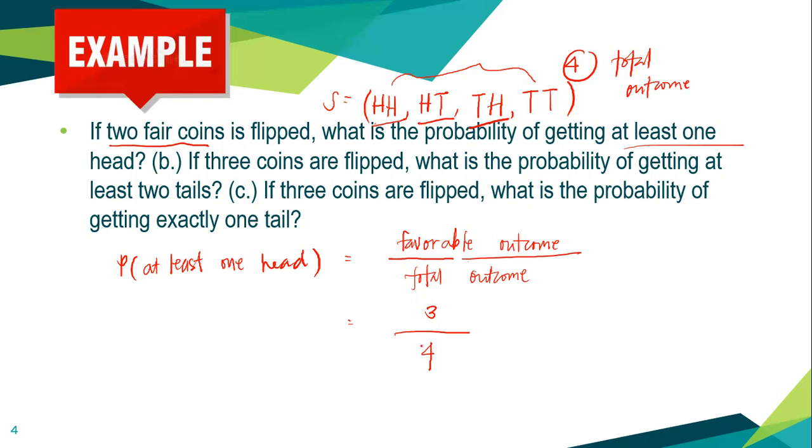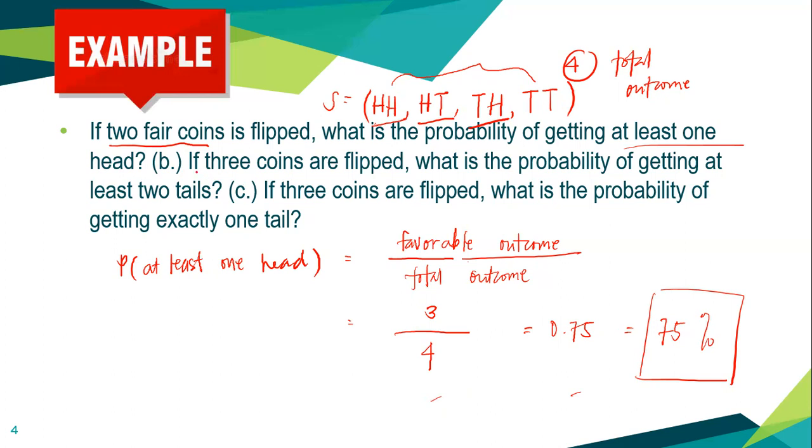So, we have 3/4 or in decimal, we have 0.75 or you can also express it in percent, we have 75%. So, maalin dito if you want to fraction or decimal or in percentage, okay lang. Okay? So, let's move on to letter B.